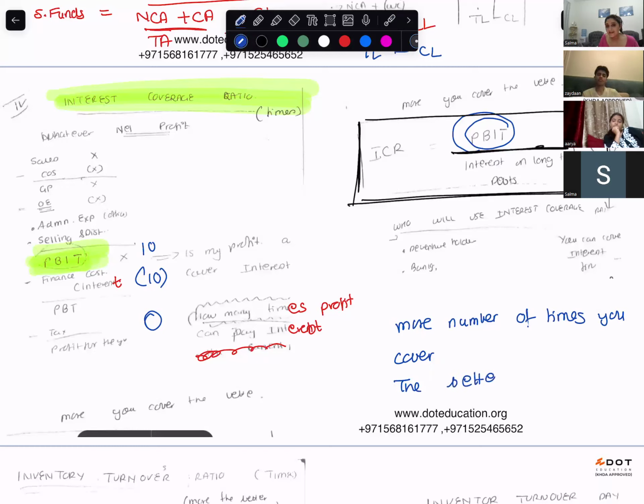Who will use this interest coverage ratio? Your debenture holders, your banks, all those people who are giving you loans. They are interested to see how many times your profits can cover your interest. Write it, I'll wait.